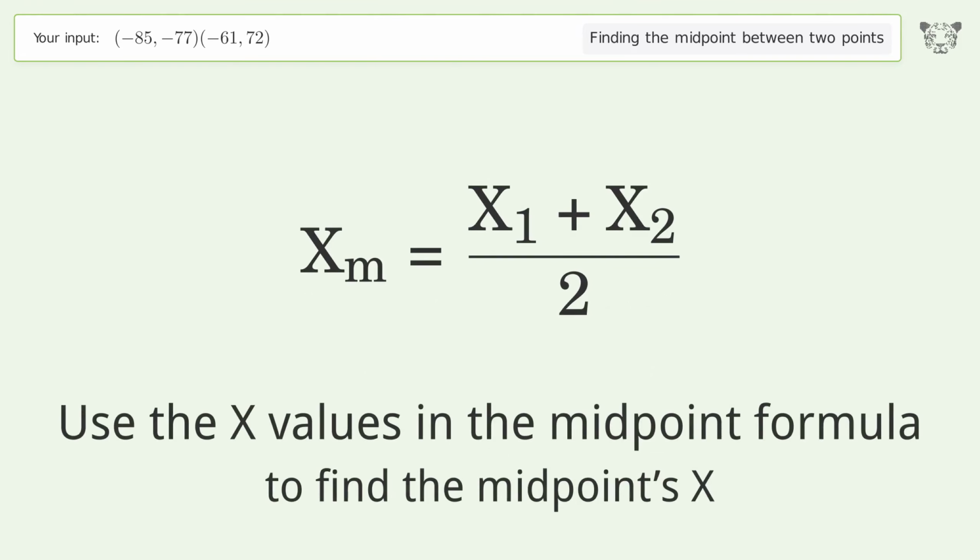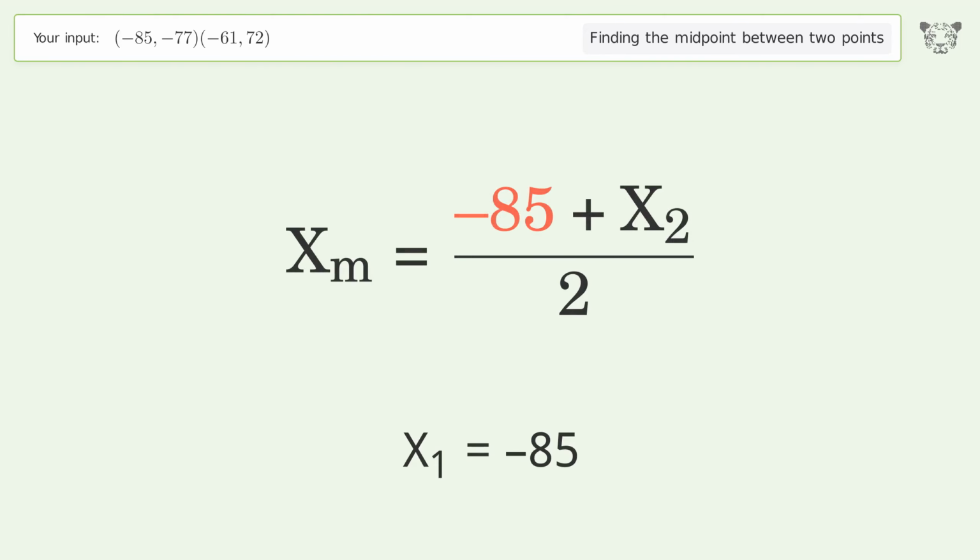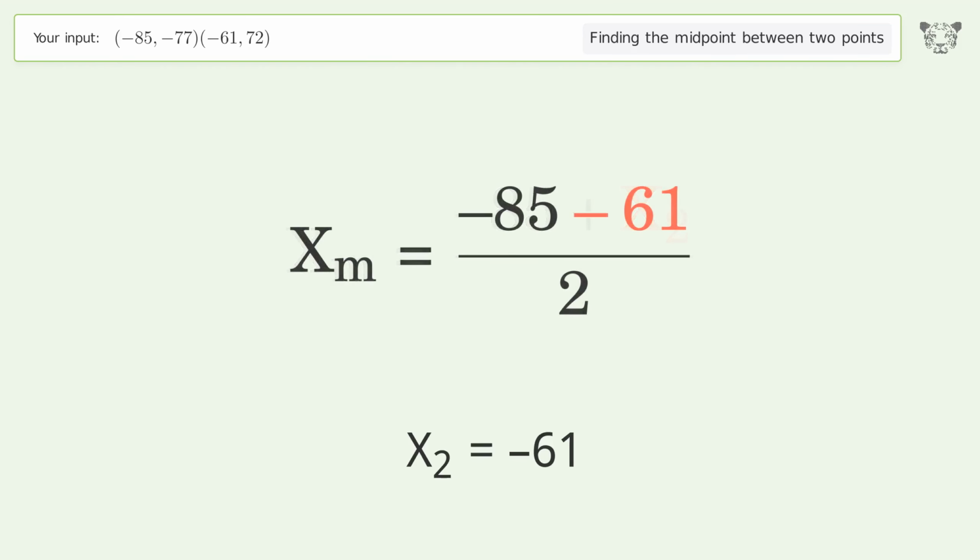Use the x values in the midpoint formula to find the midpoint's x. x1 equals -85. x2 equals -61. Simplify the arithmetic.